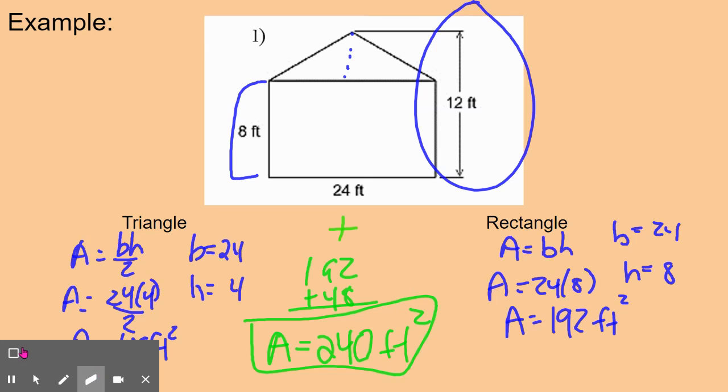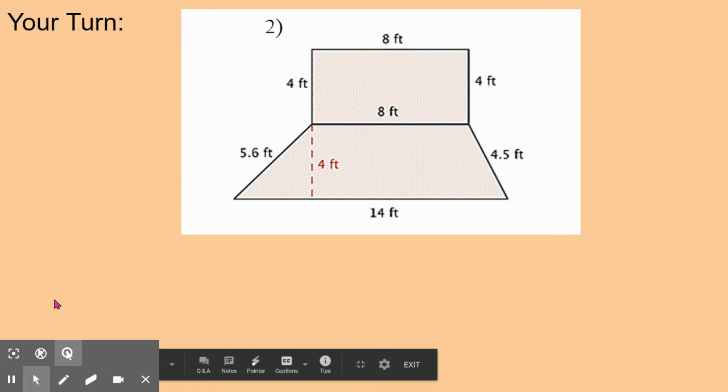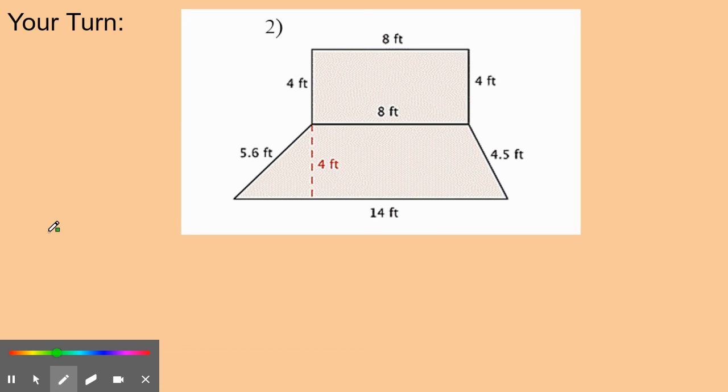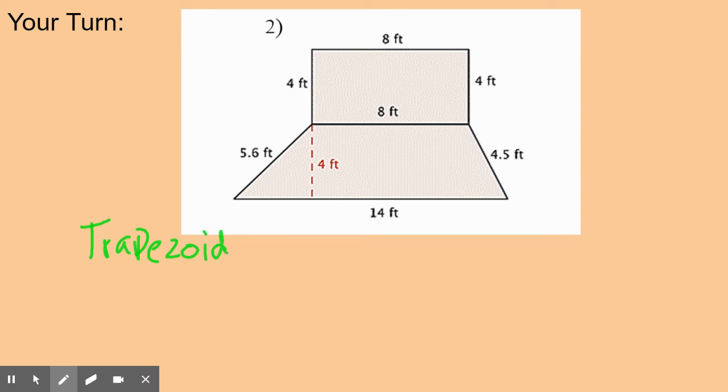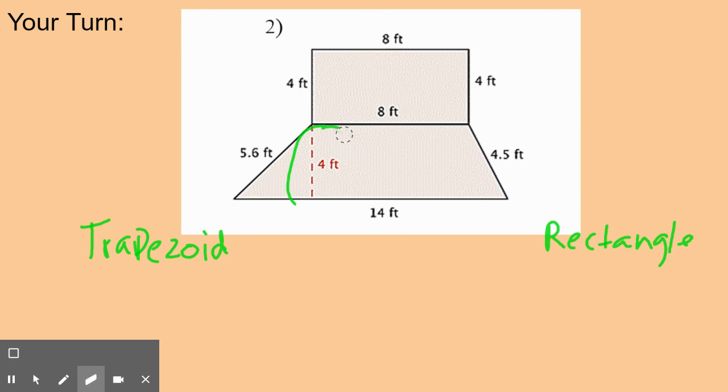All right, let's have you do a problem on your own. I want you to do this problem on your own, but before we do that, make sure you identify your shapes. I see I have a trapezoid. It's not a triangle. This is a trapezoid. And a rectangle. Someone may say, well, there's a triangle. No, this right here, dotted line, remember, stands for the height, so it's not a triangle. All right, go ahead and pause the video. Try this on your own.